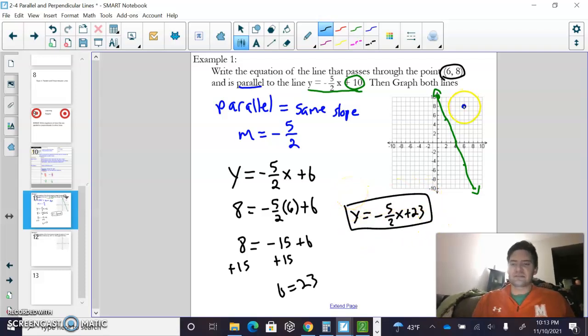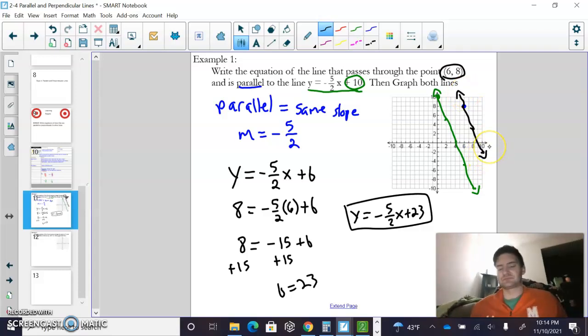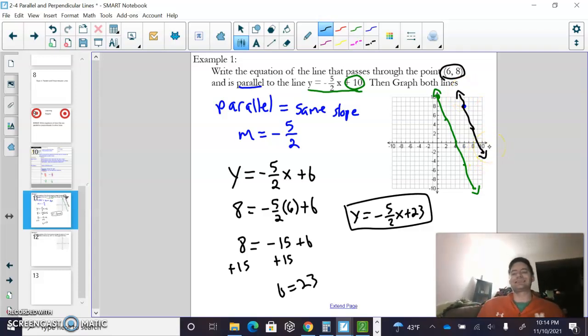And the significance of this line is that since they are parallel, they will never cross or meet. So that's the significance. You're using a lot of the same stuff that you've used before in class.